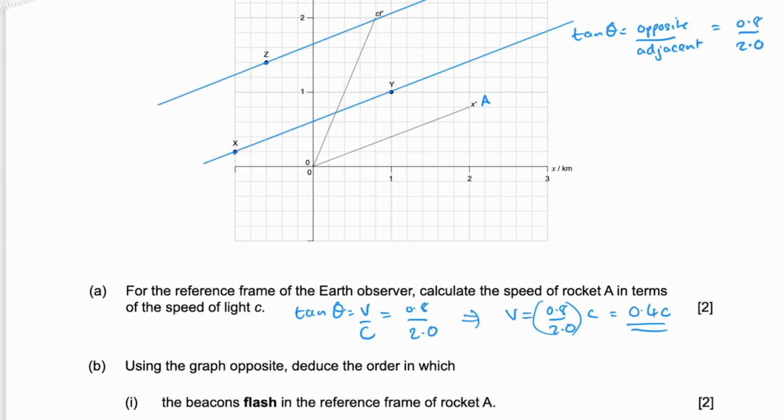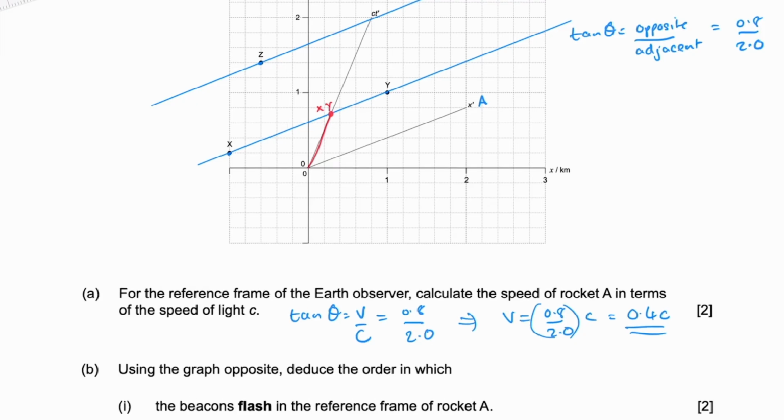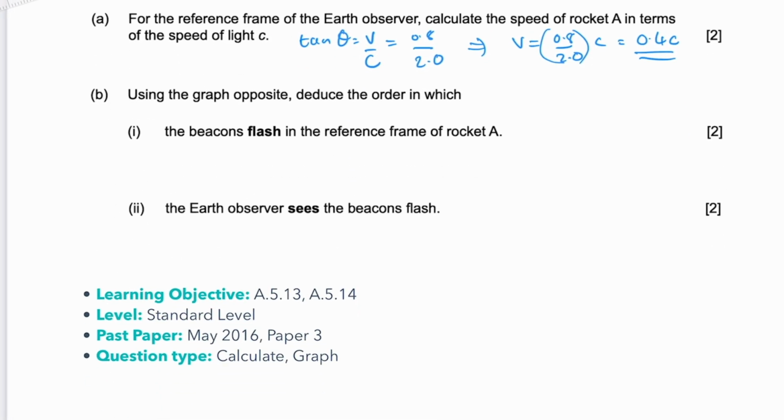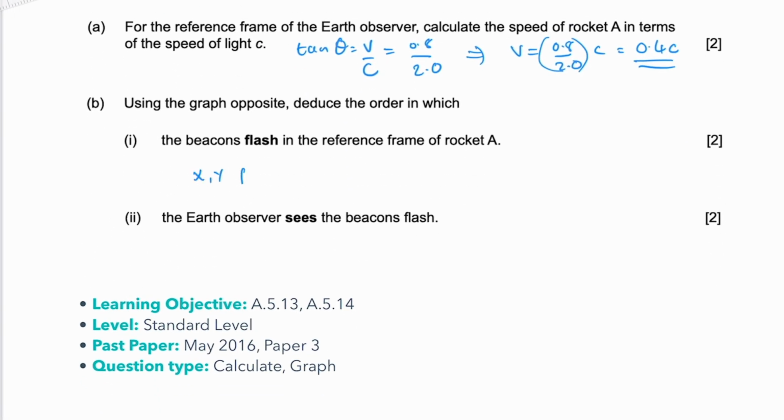So once we've done that, we follow up the time axis. So it goes like this. And at this point here in the time axis, X and Y will flash simultaneously. Then later on in the time axis of A, Z will flash. So the answer here is X and Y flash first at the same time. Then Z flashes.